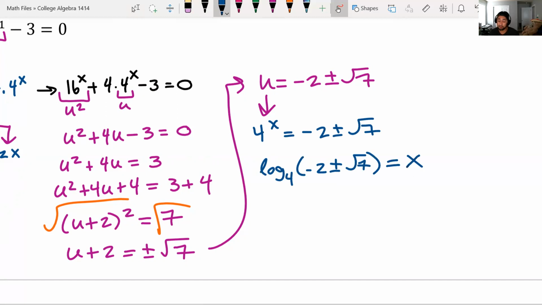Now, what answer do we keep? Well, you can only take the log of positive numbers. So we have to ignore the negative, because negative 2 minus the square root of 7 means we go more negative. Negative 2 plus the square root of 7, the square root of 7 is bigger than 2, so we'll keep the positive. So this means that we keep the plus, and our final answer is log base 4 of negative 2 plus square root 7 equals x.